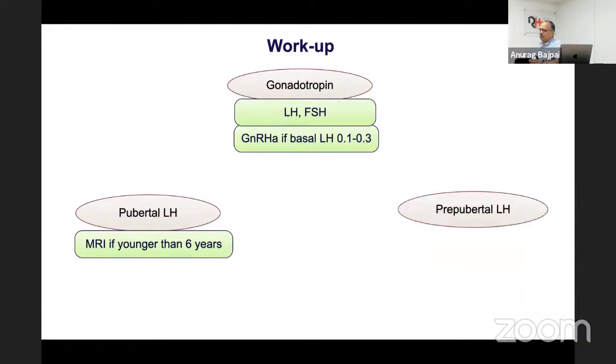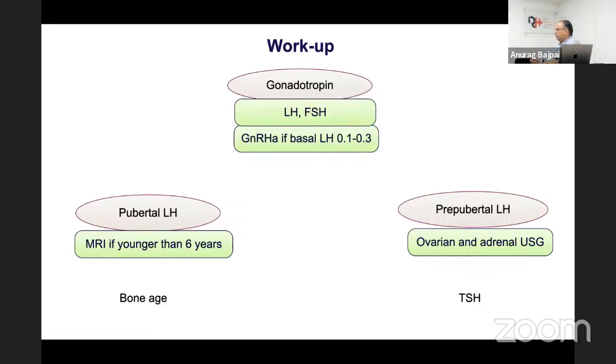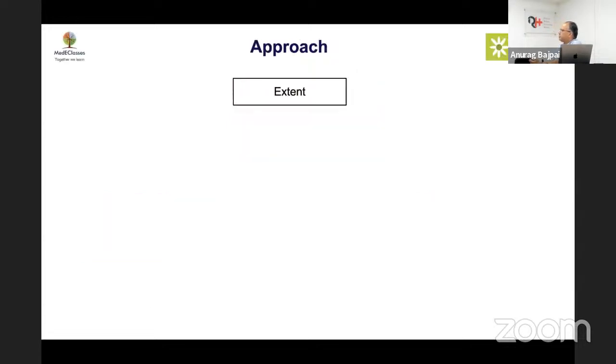Otherwise, you don't need to do an MRI because the likelihood of a pathological cause being identified is very less after 6 years of age. If it's prepubertal LH, go for a focal imaging in terms of ovary and adrenal ultrasound. Very importantly, bone age and thyroid are very, very important from that perspective.